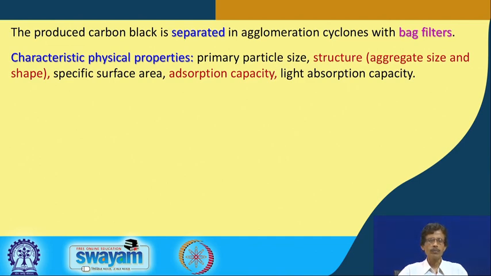So the first one is the primary particle size. Particle size should always be very important. So in the nanometer sizes, what are the different particle sizes we can have? Depending upon that, we can have their different uses. Then these are the particles. So particles must have some structure.